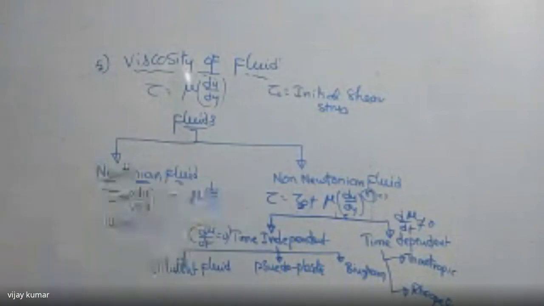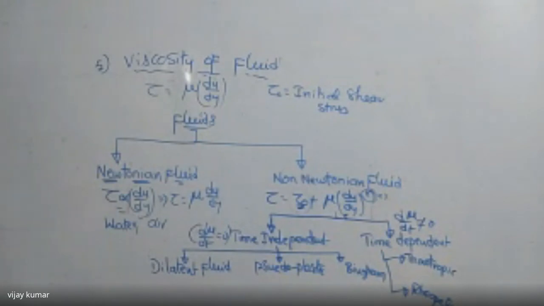Non-Newtonian fluids are again classified into two types: time independent and time dependent. Time independent means viscosity does not change with respect to time. And time dependent means viscosity must change with respect to time. So these types of fluids are named as time dependent and time independent fluids.